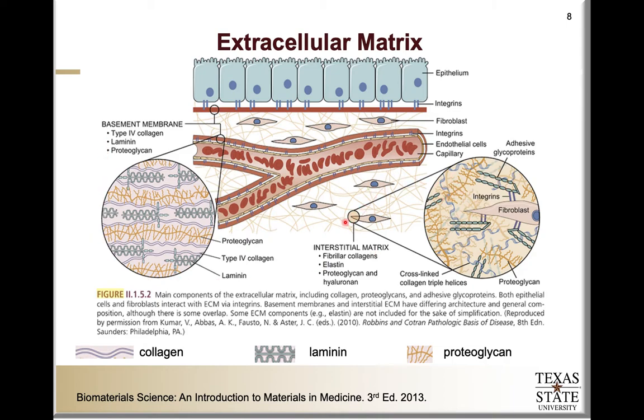And then here they're zooming in into the interstitial matrix, which is going to include adhesive glycoproteins, cross-linked collagen triple helices, proteoglycans as well. Both of those types of extracellular matrix have many things that are similar in that we're going to have a mixture of proteins. Some of those proteins are structural proteins, such as collagen, which we see in both types.